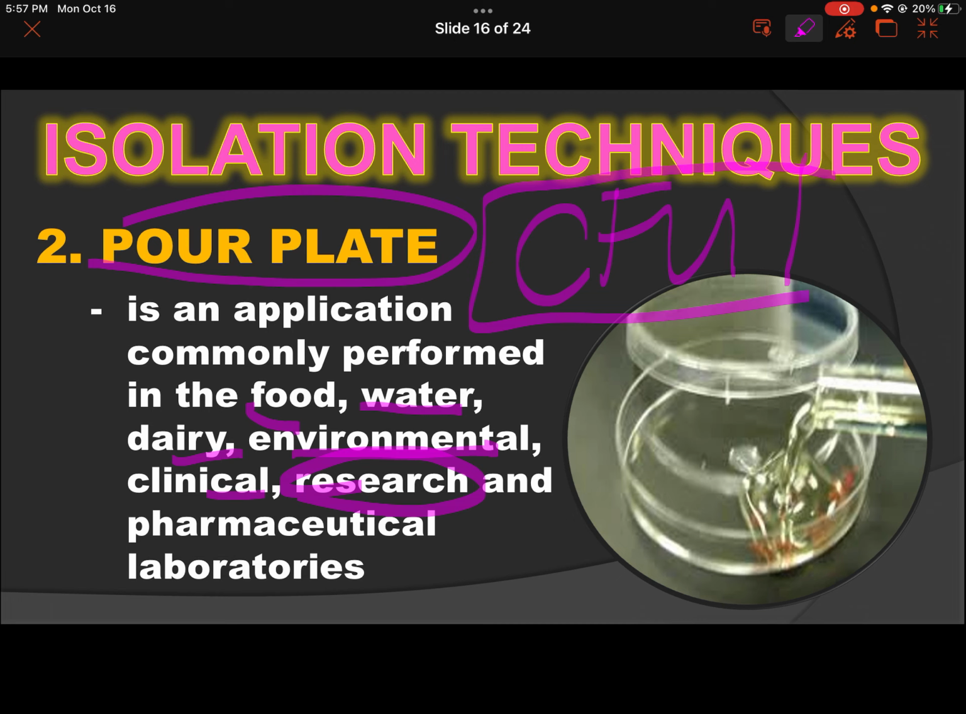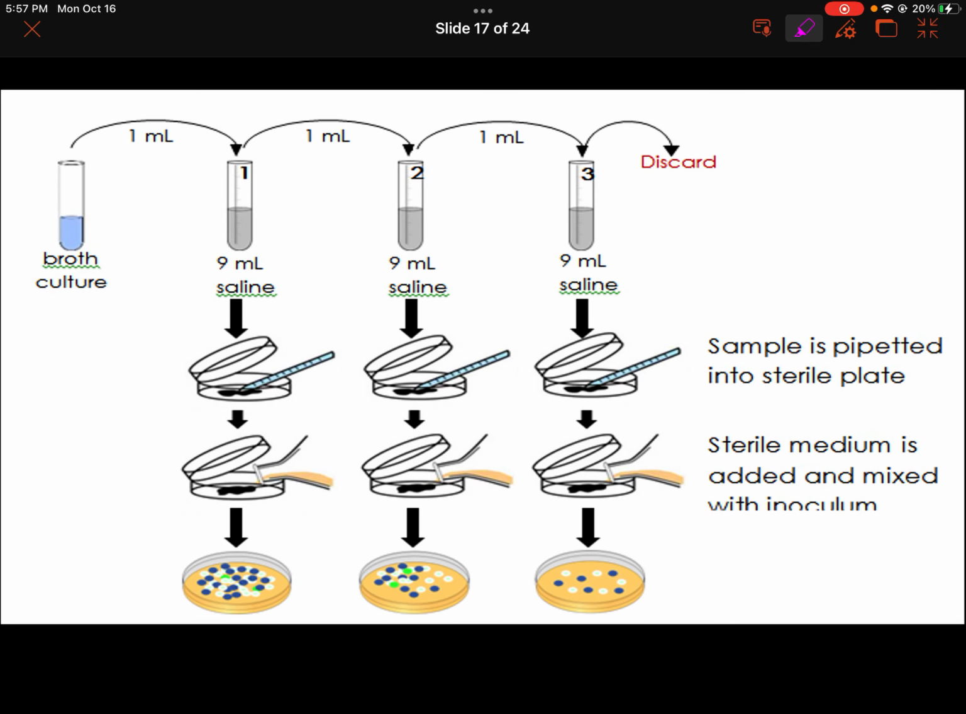However, one of the disadvantages of the pour plate is that those embedded colonies are much smaller in size as compared to those which can be seen on the surface. So you have to be keen enough to differentiate the colonies, and of course in counting them. So this is how you do the pour plate technique.